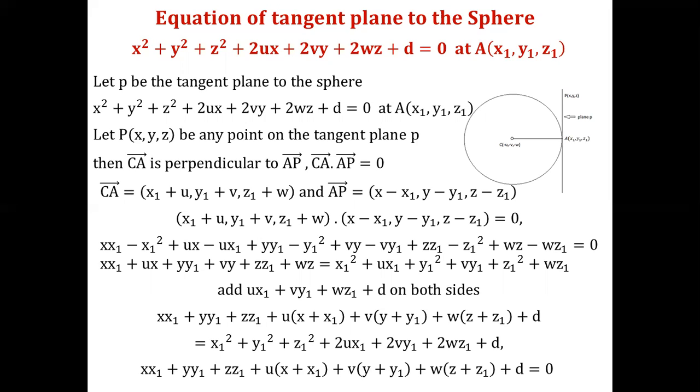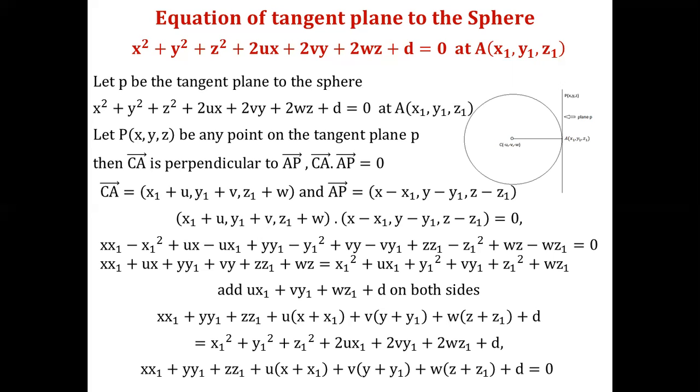If two lines are perpendicular, we know that we can write vector CA dot vector AP equal to 0. But vector CA is given by x1 plus u, comma y1 plus v, comma z1 plus w. Similarly, vector AP is x minus x1, y minus y1, z minus z1. By substituting in the above equation, it becomes (x1 plus u, y1 plus v, z1 plus w) dot (x minus x1, y minus y1, z minus z1) equal to 0.